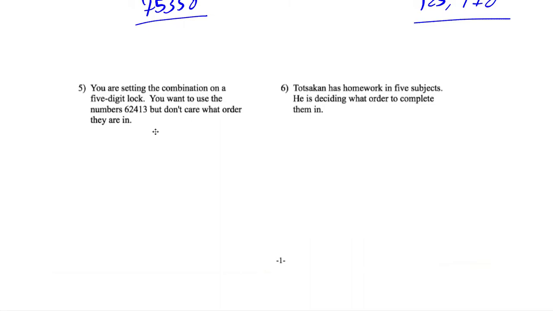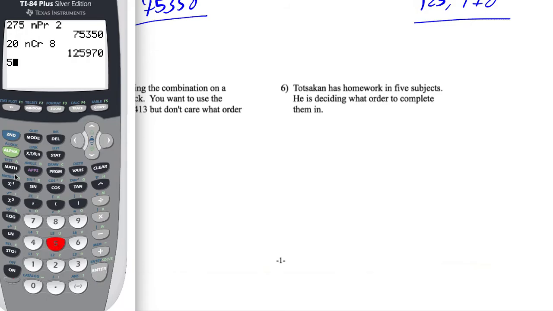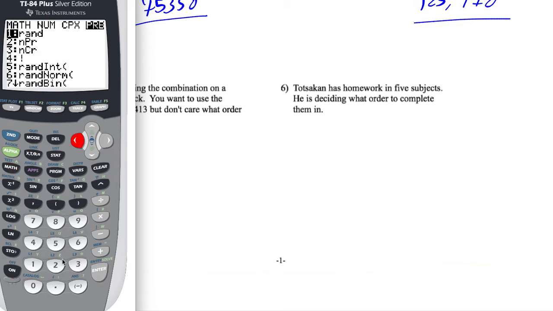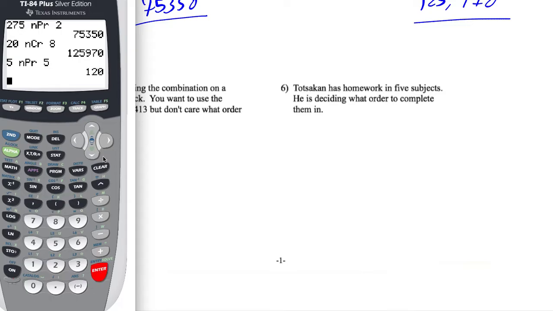Number 5, we had a question like this similar on that test, right? You have a combination for 5 digits, and you want to use these numbers: 6, 2, 4, 1, 3. So there are 5 separate digits there. You don't care what order they're in. Guess what? The lock does. So this is actually a permutation. Of these 5 different digits, we're going to select 5. So this is 5 permutation 5, and that is equal to 120.